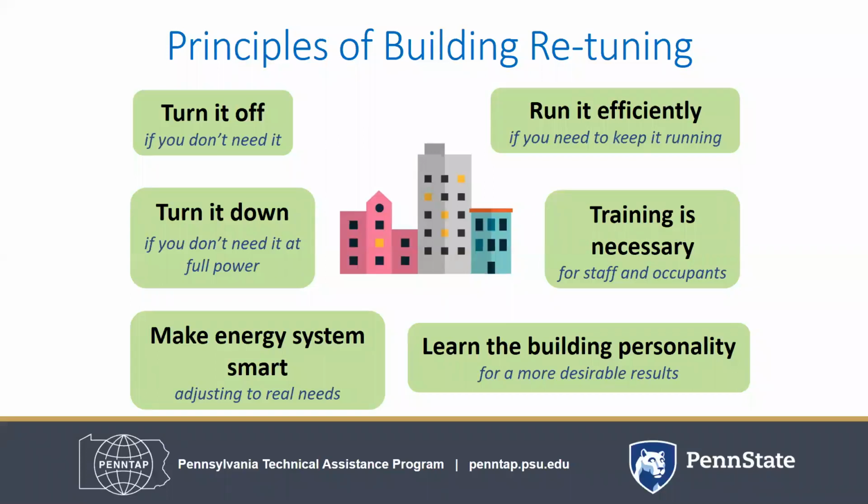The principles of BRT are simple. If you don't need it, turn it off. If you do need it to keep running, run it efficiently. If you don't need it at full power, turn it down. You want to learn your building's personality so you can get the results you're looking for, such as knowing where your occupants are and at what time of day will help you adjust your controls on your energy systems to reflect your real needs. Also, train staff and occupants so you're successful in reaching your goals to reduce energy costs.